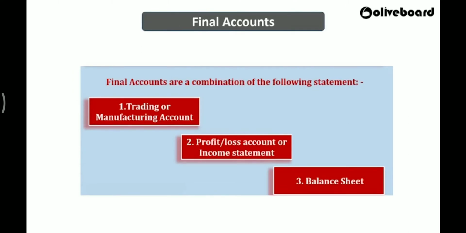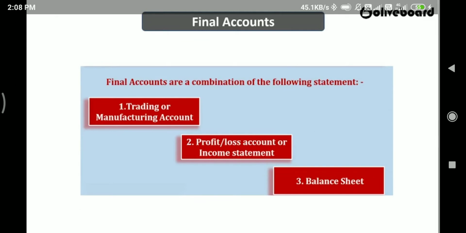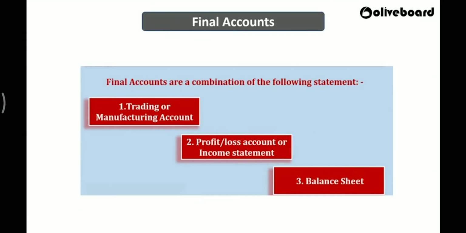If you see our previous video, starting from bookkeeping, first process documentation, then passing journal entries, preparation of ledger accounts, and from there preparing trial balances. Once the trial balance is ready, we will prepare the final accounts. The final accounts contain three components: trading or manufacturing account. If you are into manufacturing, they'll call it a manufacturing account. If you are into a trading company, it will be called a trading account.